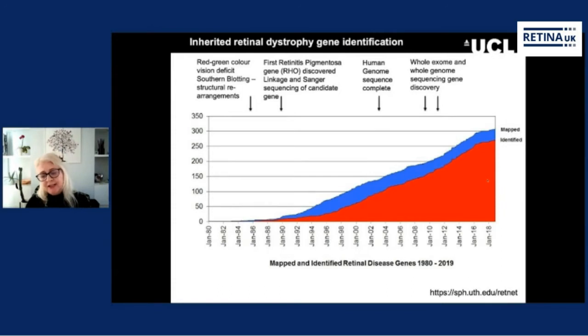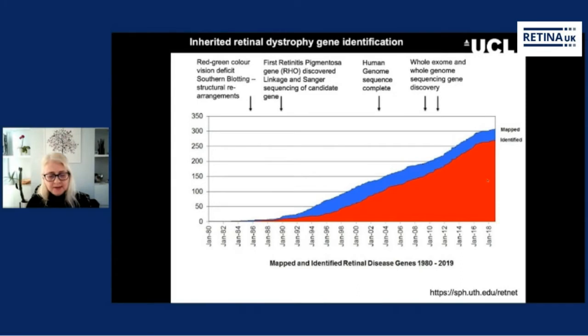And this graph really just illustrates the progress we've made over the last few decades. So you can see that in 1990, the first gene was discovered around this period, and that was the rhodopsin gene causing retinitis pigmentosa. And in the old days, and I remember those because I'm older than I look, it was difficult to find these genes, and we were really constrained by the techniques we had.